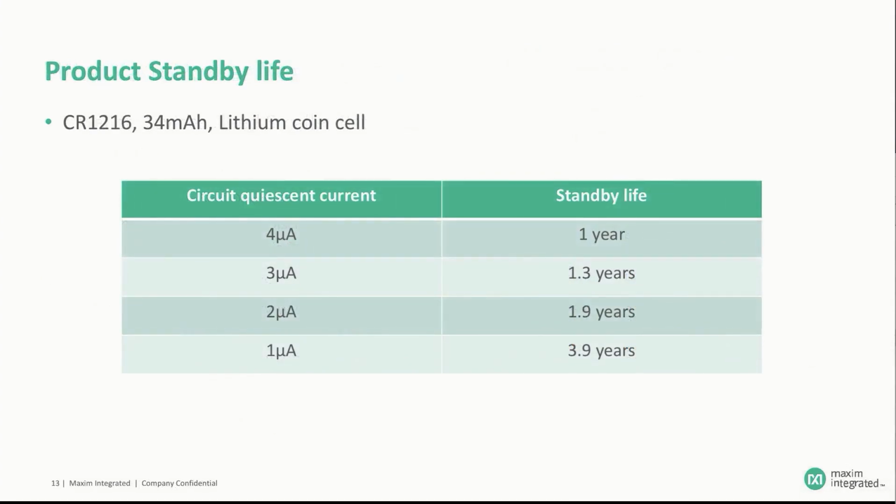Let's look at how quiescent current impacts the standby life of this battery, the CR1216. A simple calculation shows that reducing quiescent current from 4 microamps to 1 microamp will increase system standby life by almost 3 years. This provides the opportunity to run a system longer or to shrink the size of the battery and hence the size of the system. Increasing battery life is so important in so many additional ways.